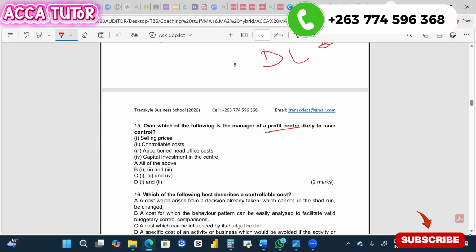So this guy is responsible for the selling price, obviously, and certain controllable costs. Why are we saying controllable costs? Because he may incur certain costs which are not controllable. He has control of certain things, selling prices and controllable costs. He cannot control those costs which he cannot control.